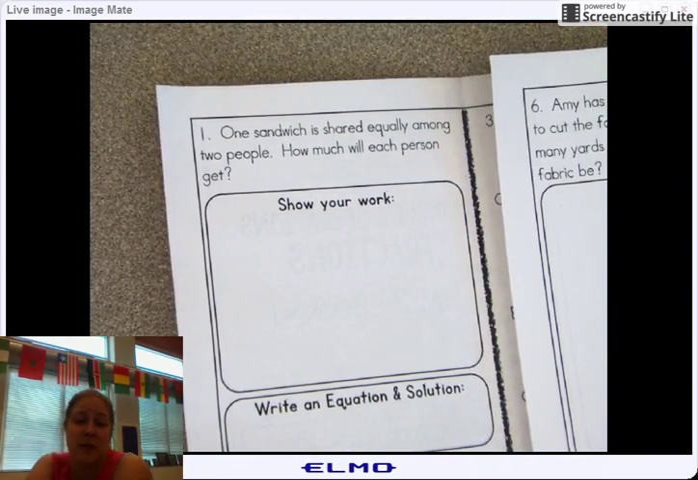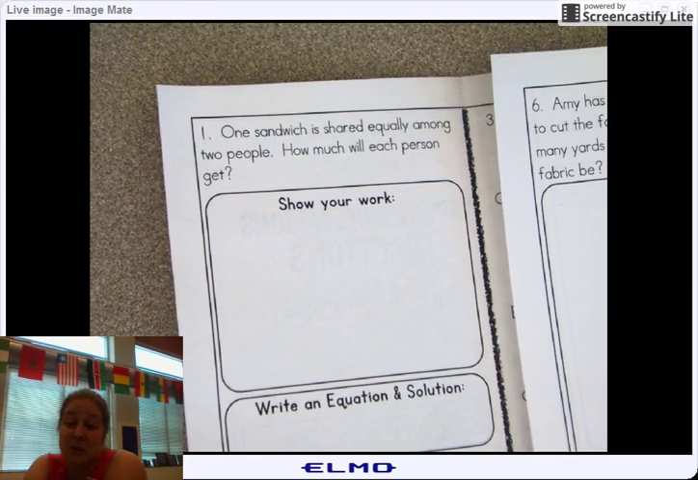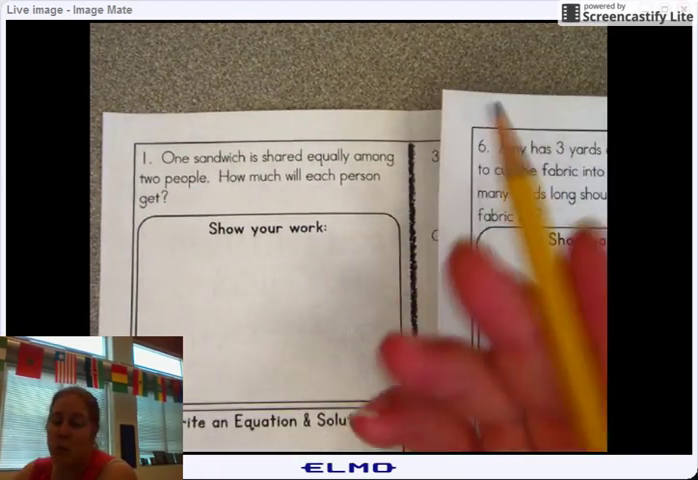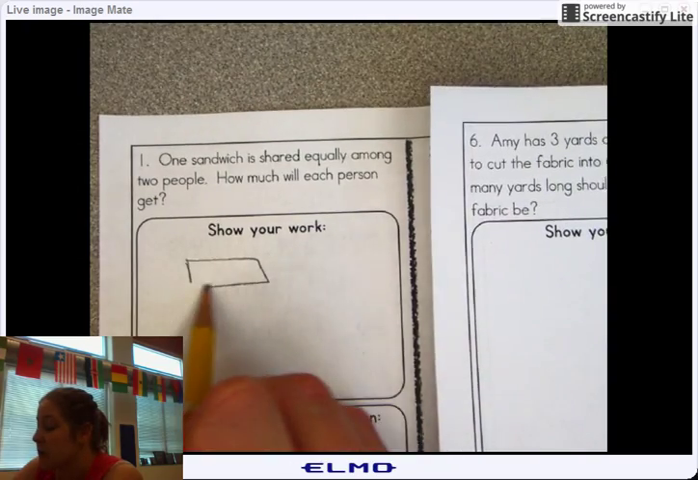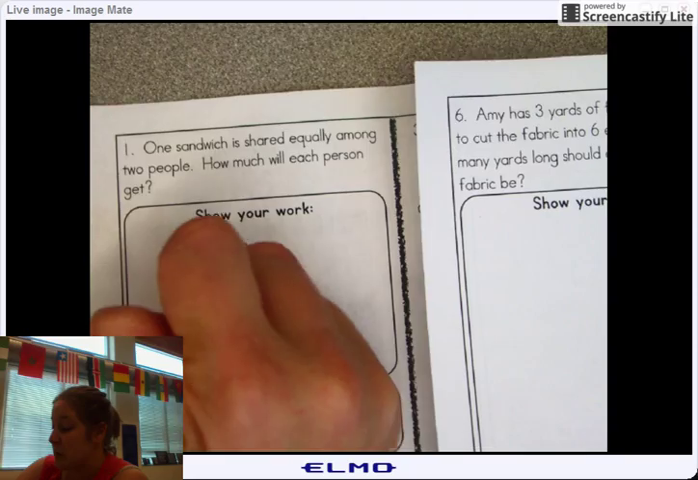How much will each person get? Basically, the standard is which number goes up top, which number goes on the bottom. That's all that matters. So when you're first learning this skill, what I like to tell people is draw it out. One sandwich is being shared equally among two people.